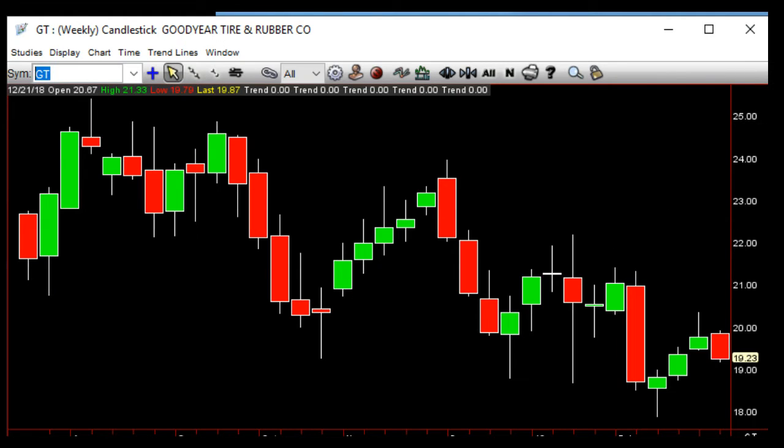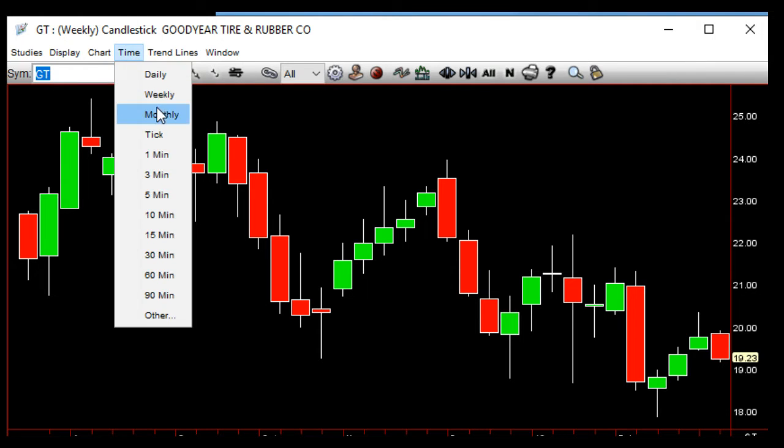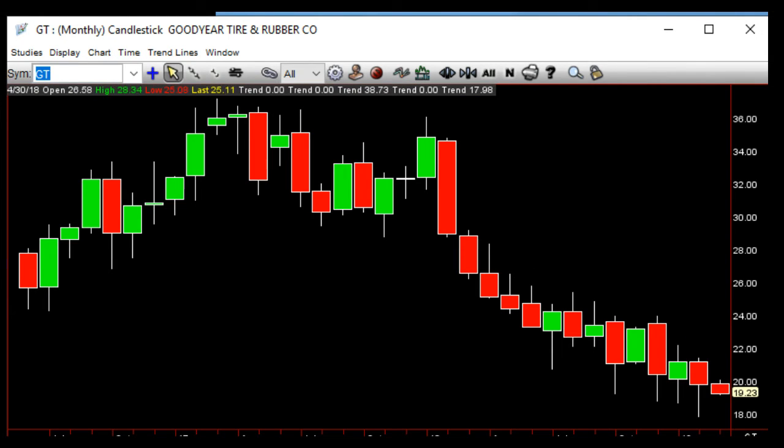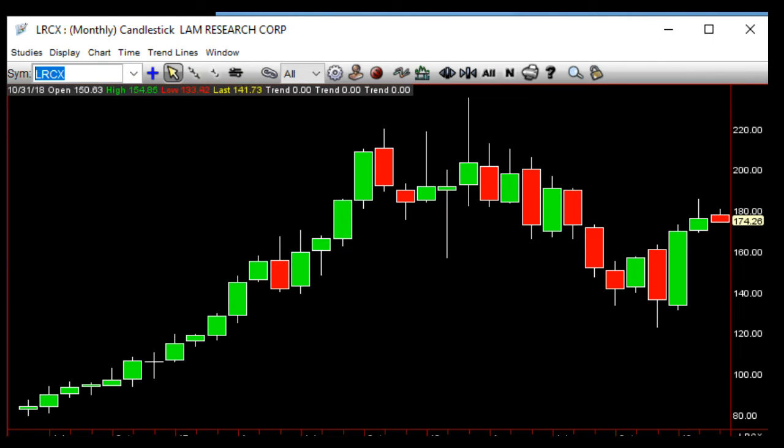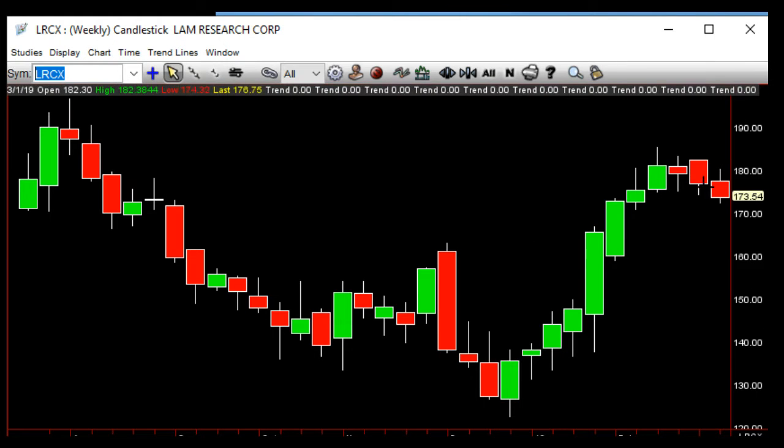Goodyear Tires. 2-2 shooter weak to the downside. Still handily inside of the month, but we'll see what comes of that. LRCX. This was in the halftime show today. Still inside month. Weekly taking that out.